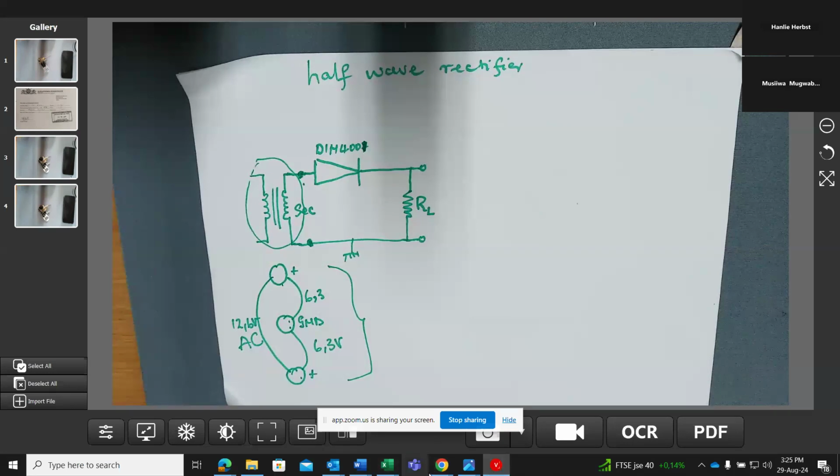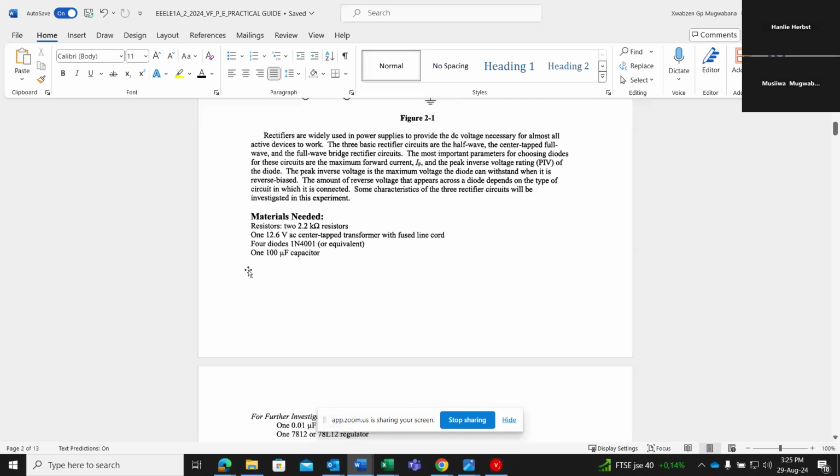Now, going back to my circuit, you will see that it says you need one capacitor, which is a 100 microfarad capacitor. With this 100 microfarad capacitor, that is your electrolytic capacitor.